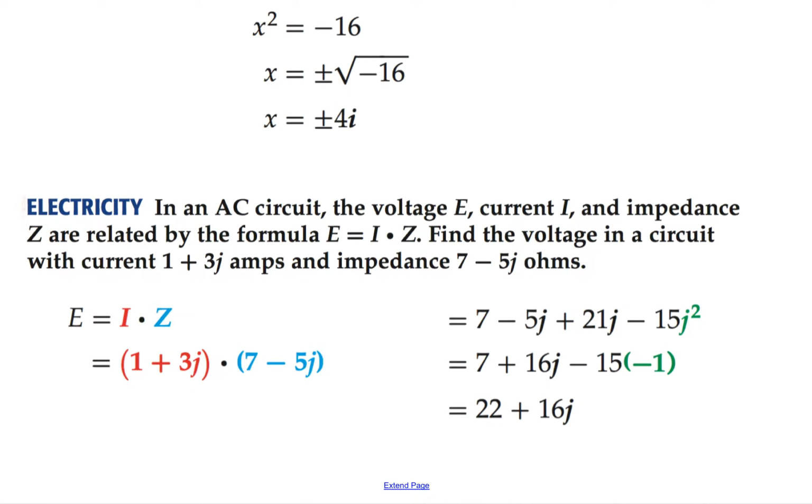Keep in mind, one of the things I want to mention as well is we're always going to write this with the real term first plus the imaginary term. So this is like the standard form. This is your real part and then your imaginary part.